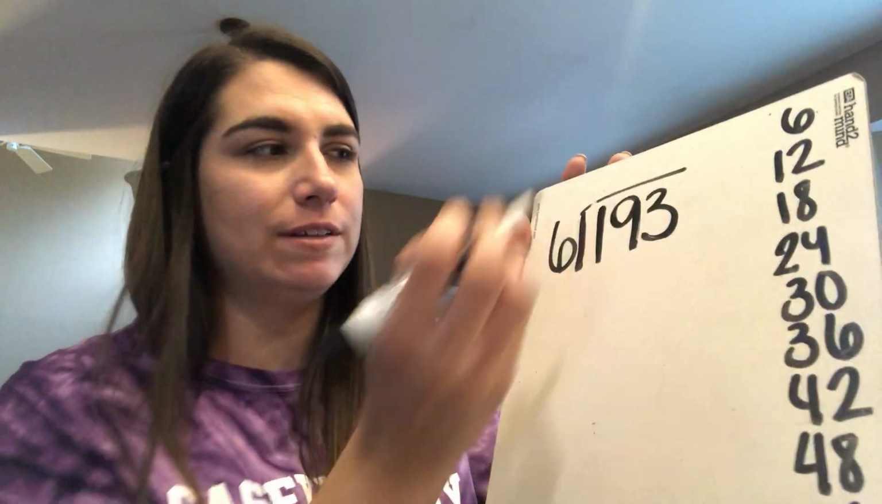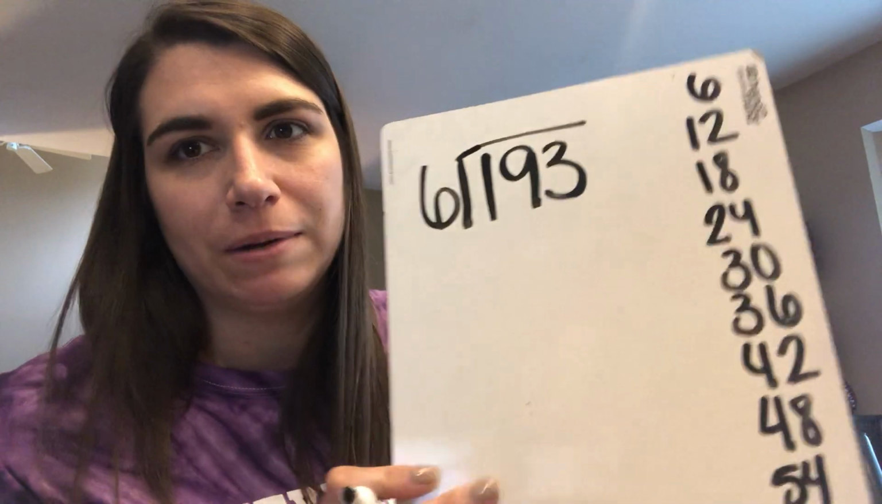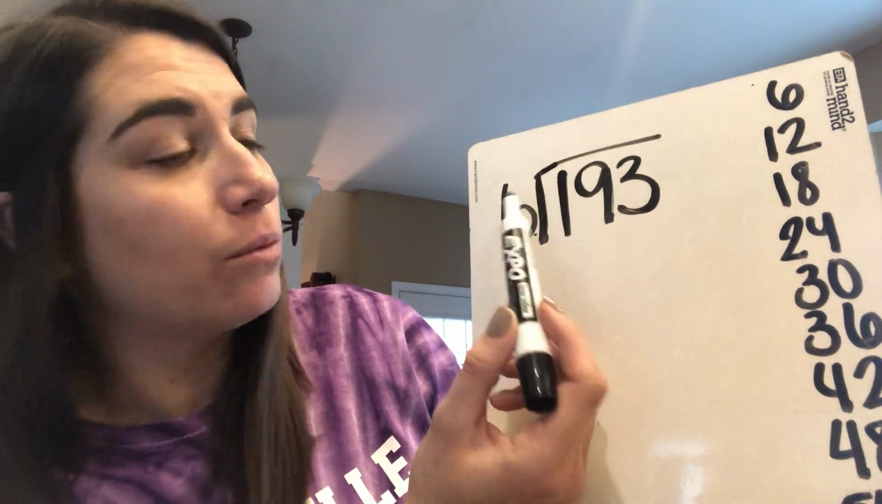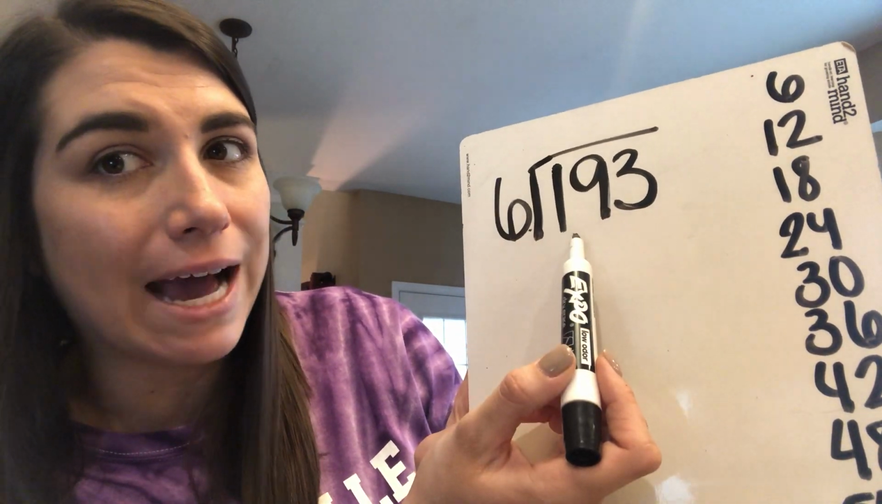All right, so now we're going to solve it together. Oh my goodness, I almost gave you the answer. That would have been craziness. Okay, so what times 6 gets you closest to 1 without going over?